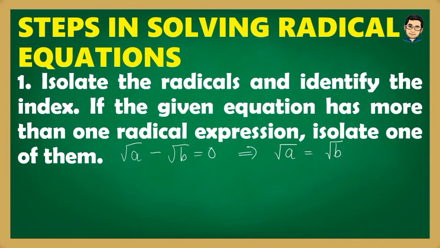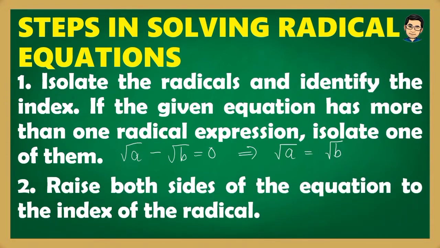For the next step, raise both sides of the equation to the index of the radical. After we identify the index, we raise the whole equation, or both sides of the equation, to the index we identified. For a square root, we raise both sides of the equation to 2. For a cube root, to 3. So it depends on the index what power we raise both sides of the equation to.